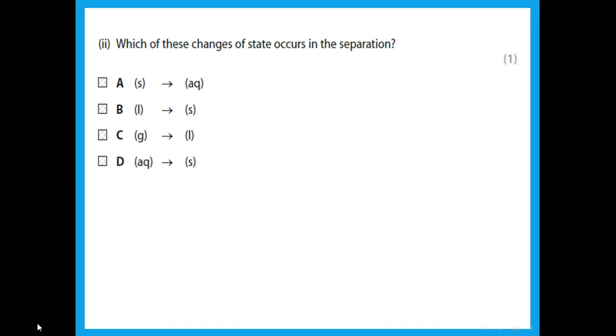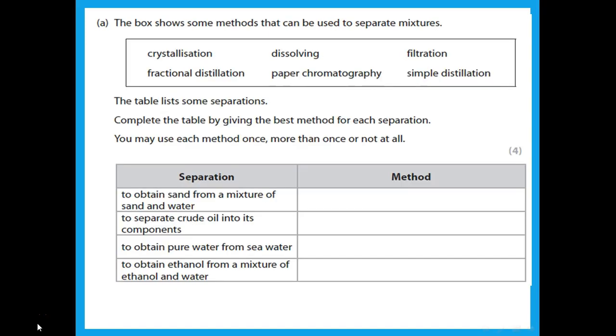No. Liquid changing into solid? No. Gas changing to liquid? Yes, because that's what happens in the condenser. The water vapor, gas, goes into the condenser and becomes a liquid. So that's my answer. Okay.